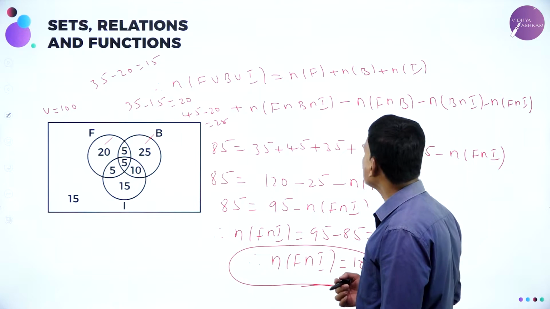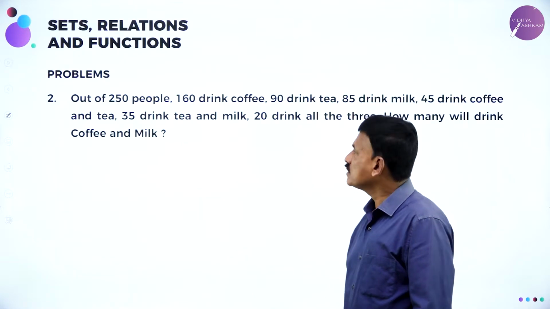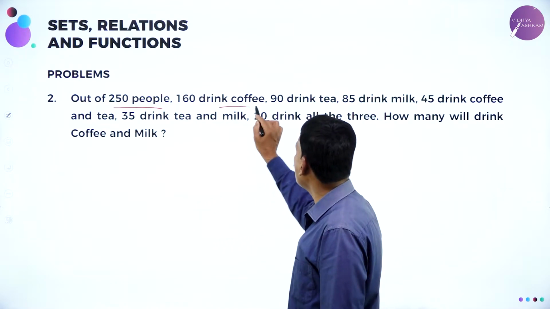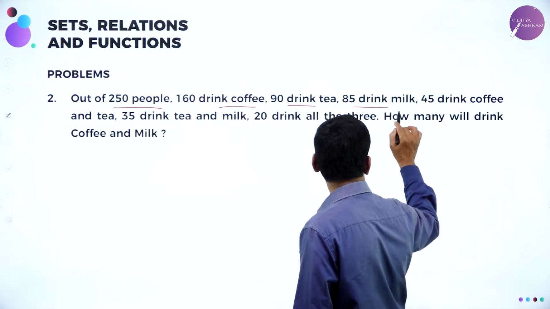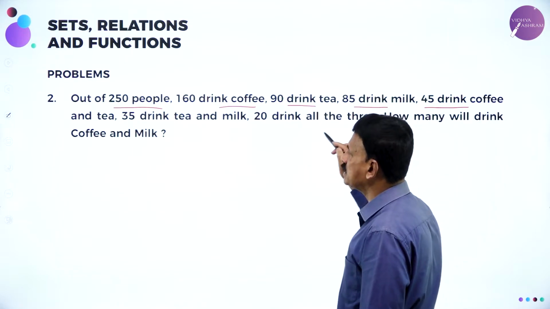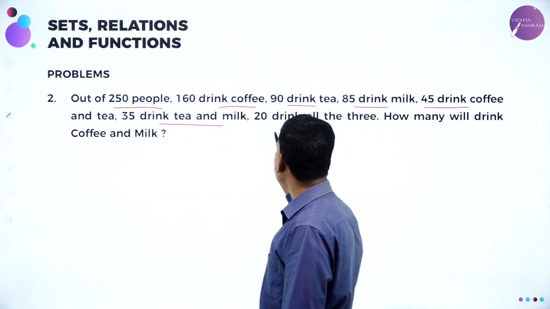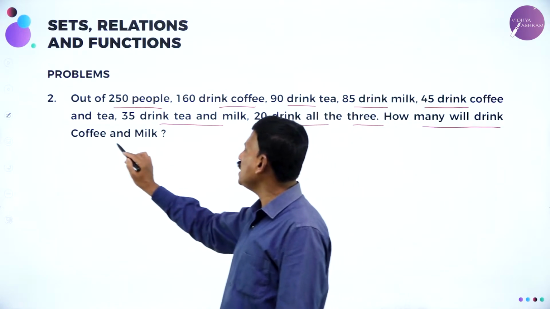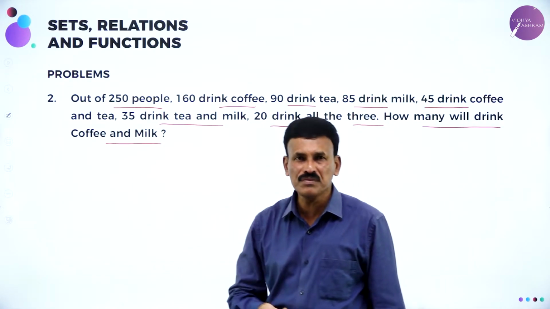Okay. Now let us come to the next problem. Out of 250 people, 160 drink coffee, 90 drink tea, 85 drink milk, 45 drink coffee and tea, 35 drink tea and milk, 20 drink all the three. How many will drink coffee and milk? Same as the previous problem.